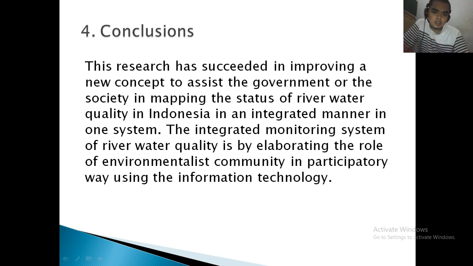This research has succeeded in developing a new concept to assist the government or the society in mapping the status of river water quality in Indonesia in an integrated manner in one system. The integrated monitoring system of river quality works by elaborating the role of environmental communities in a participatory way using information technology.